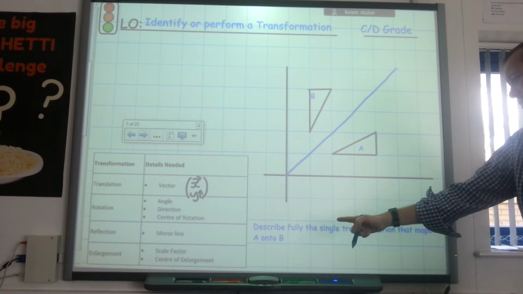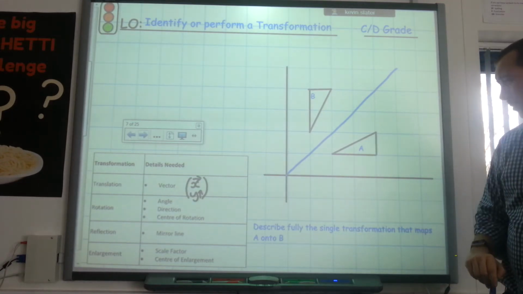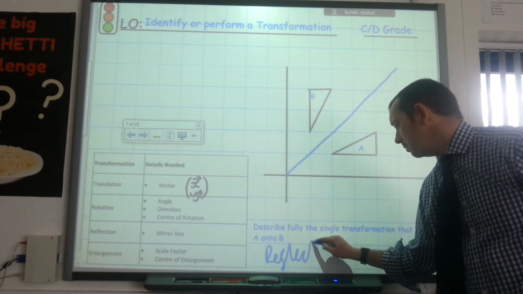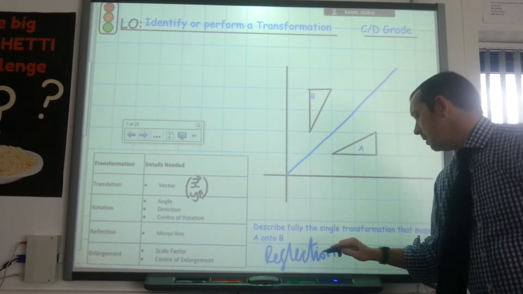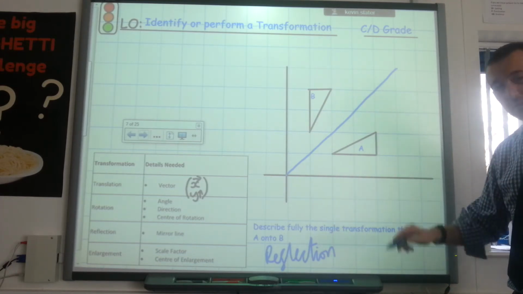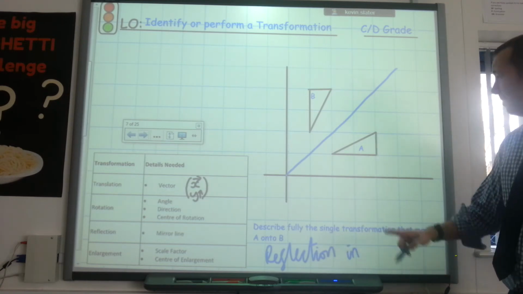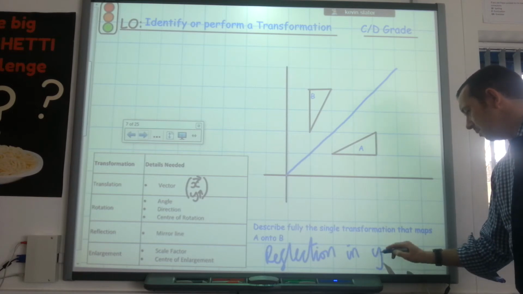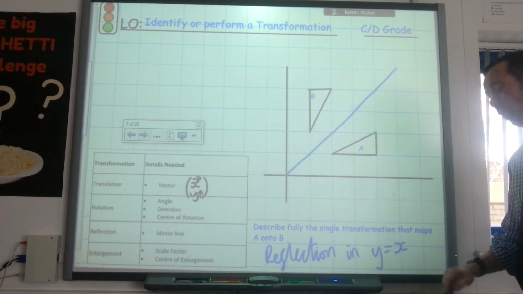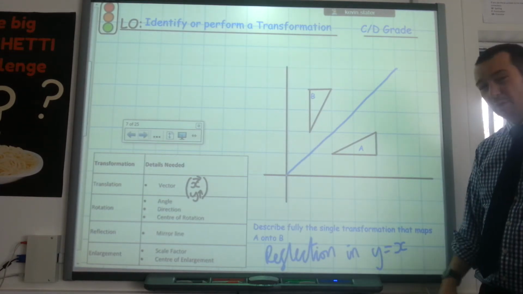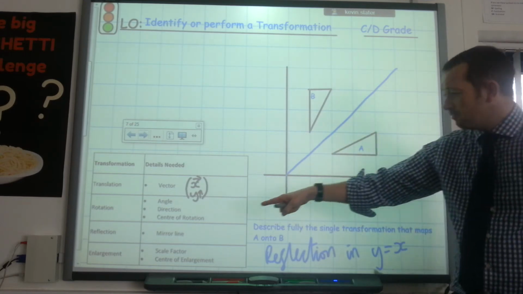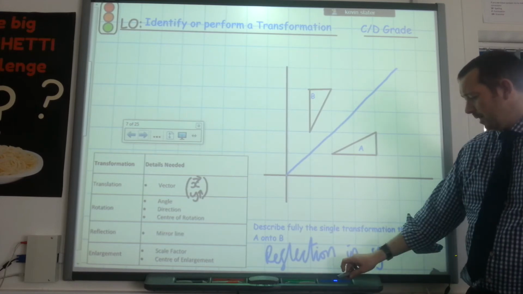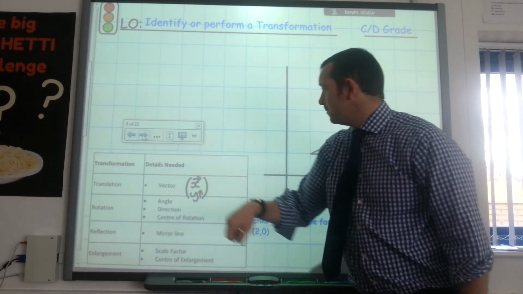So describe fully a single transformation that maps A onto B. I would say reflection for 1 mark. And then I've got to give this line here. The equation of that line is actually y equals x. So I would put reflection in y equals x, and that's going to give me all the marks for that. So when you give a reflection, you have to say what the mirror line is as well. Okay, let's have a look at another one.